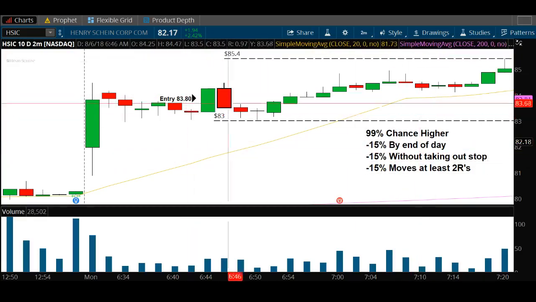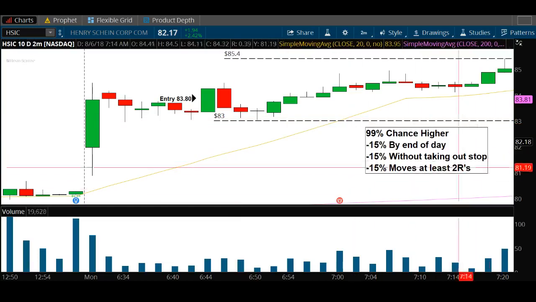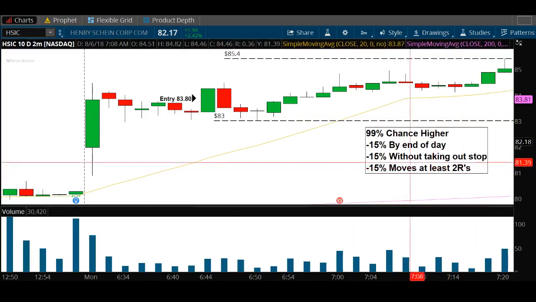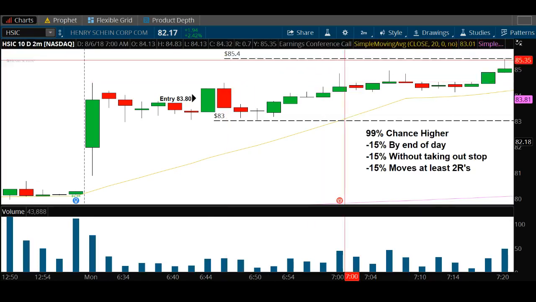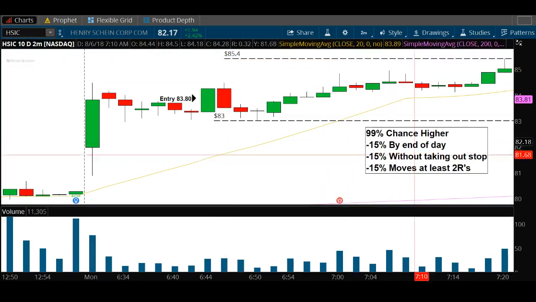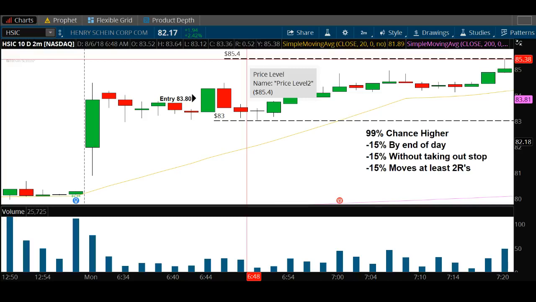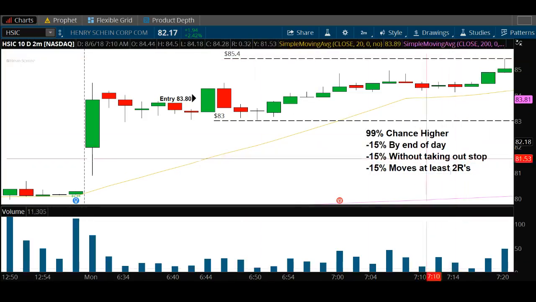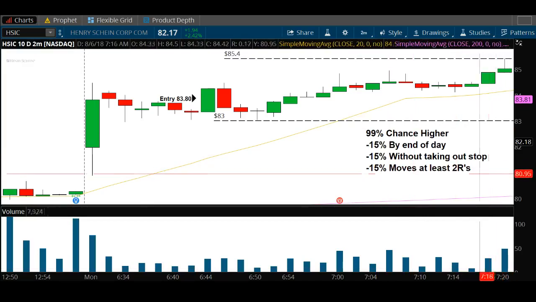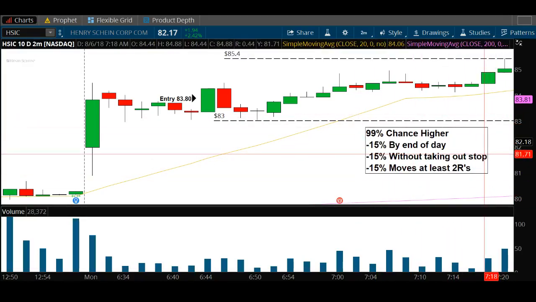We also can't have it take out our stop. And I'm using 2Rs here. Whether it's 2Rs, or whether your target is a new high here, 1.5Rs, it's not really the point. The point is you need it to go to a certain price. Each of these conditions reduces your chance of success, but each of these conditions is also necessary. The percentage itself, 15%, is not important.